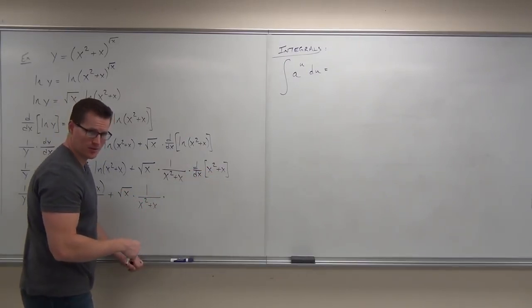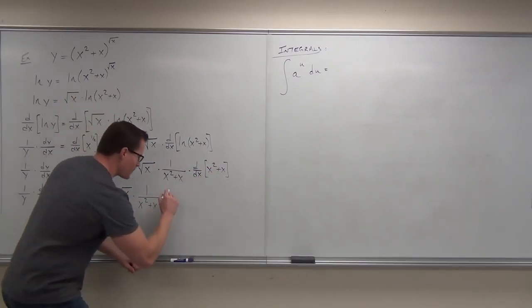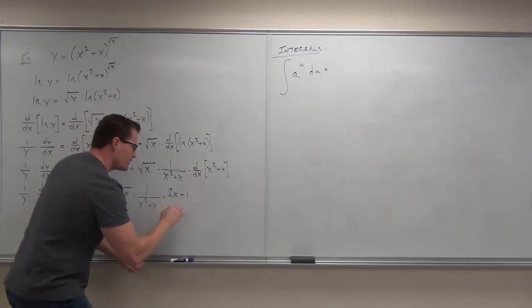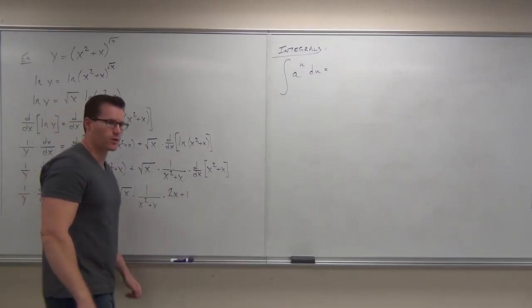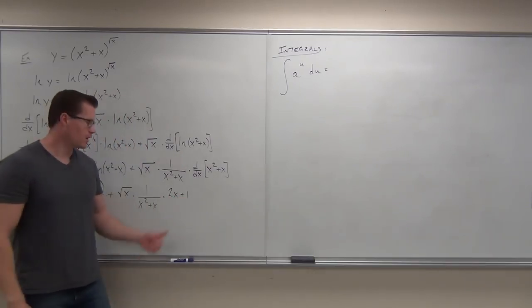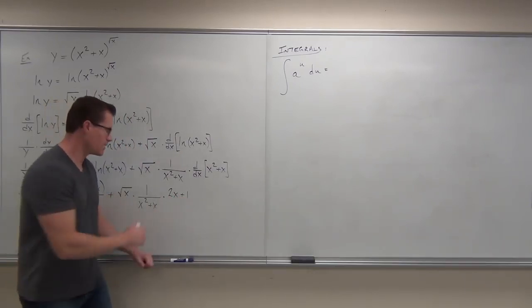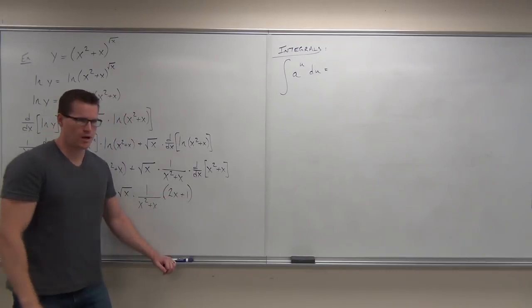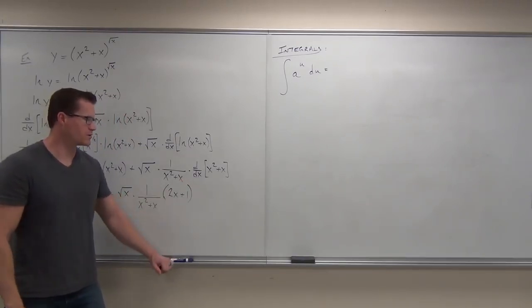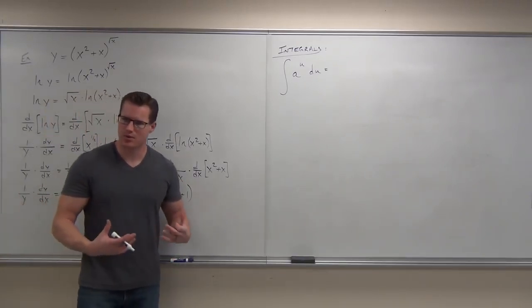I've also been noticing some sloppy notation on some of your homework. Yes, I do look through them. When you do this, this is not correct. I will mark you down, and so will any other teacher out there, for doing this. This is not right. This is right. So I know you know how to do a derivative of 2x plus 1, but you have to show that product.